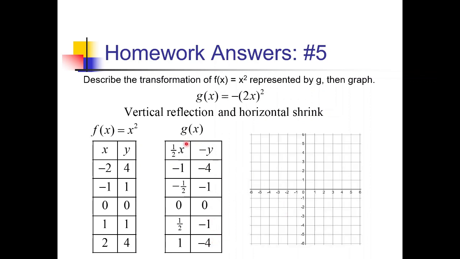Graphing all these out, we've got the point -1, -4 to start us off here, so that's down there. And then we have -1/2, -1 right about there. 0, 0, 1/2 comma -1, there we go. And then over here we've got 1 comma -4. And we have our first upside down parabola of this problem set.